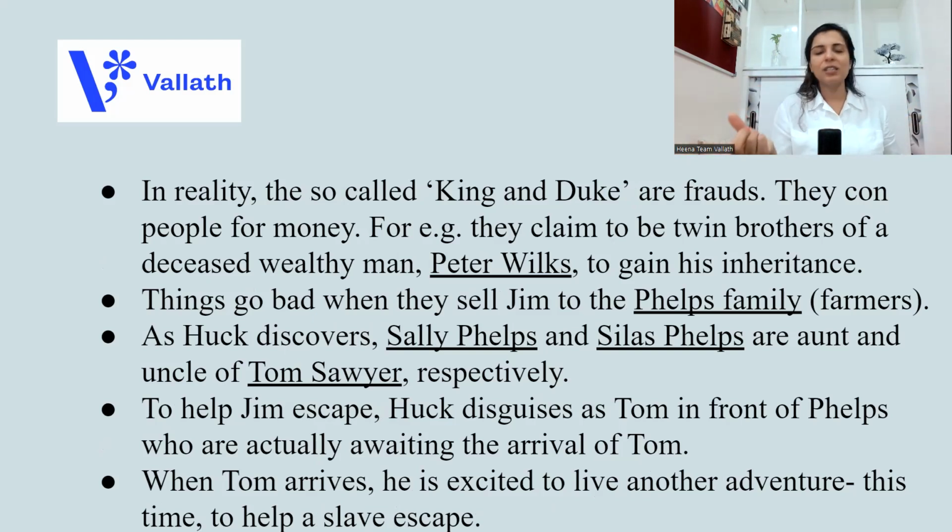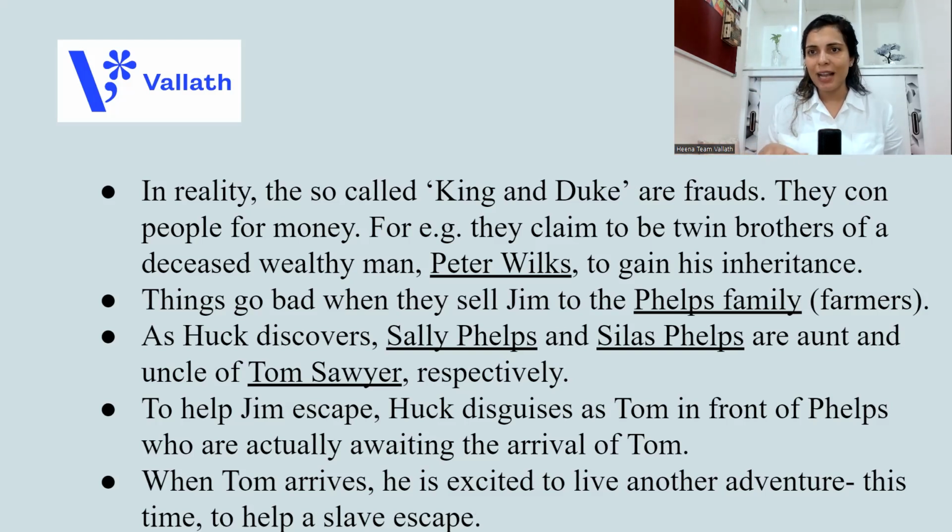For example, there's an instance in the story. They claim to be twin brothers of a deceased wealthy man called Peter Wilkes to gain his inheritance, but it does not happen. Don't worry. Things go bad when this king and duke sell Jim. Can you imagine? They sell Jim, the slave, for money to a farmer's family called the Phelps family. That's the surname again, Phelps family.